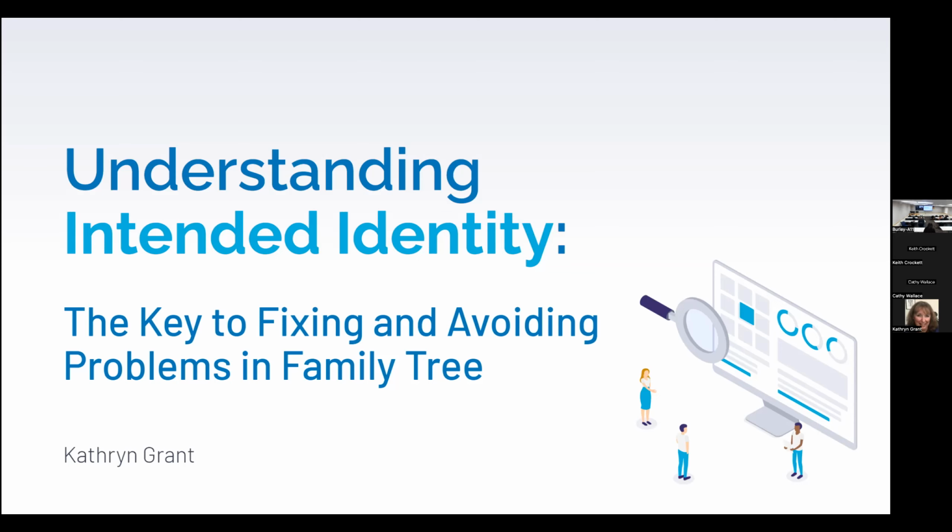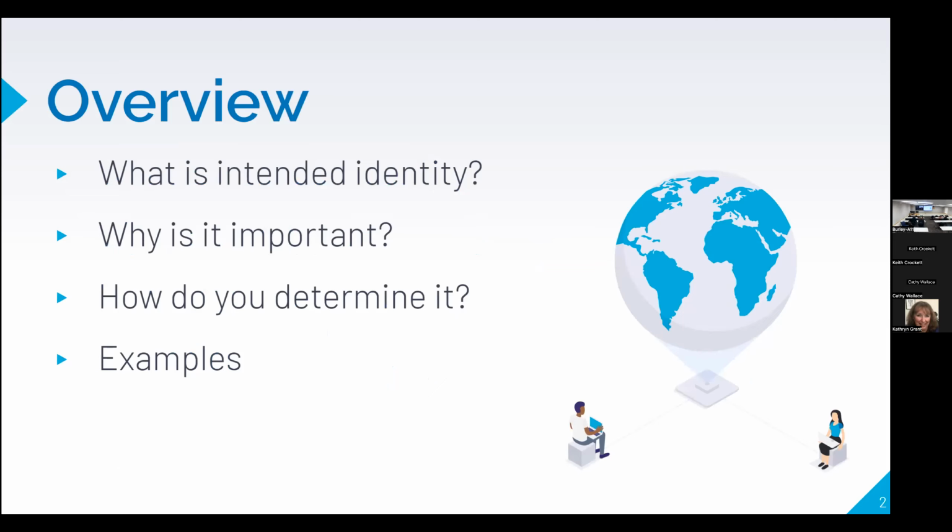So that's awesome. Intended identity is the key to fixing and avoiding problems in FamilySearch's Family Tree. So let's look at our little agenda for today. First of all, we're going to talk about what is intended identity, because I think that's probably an unfamiliar concept to most of us. Why is it important? How do you determine it? And then we're going to walk through some examples.